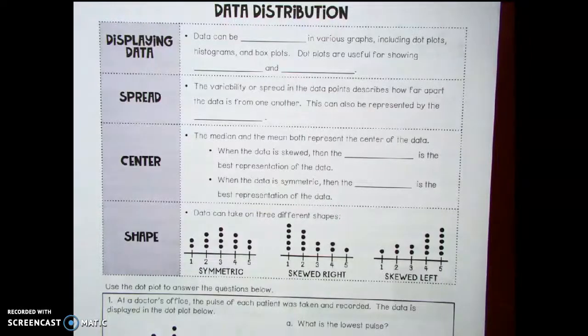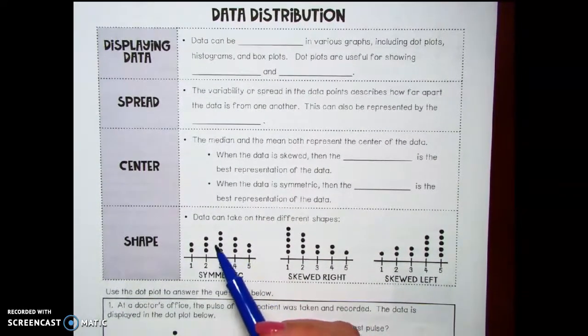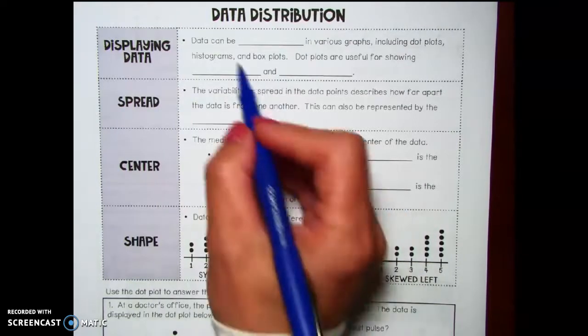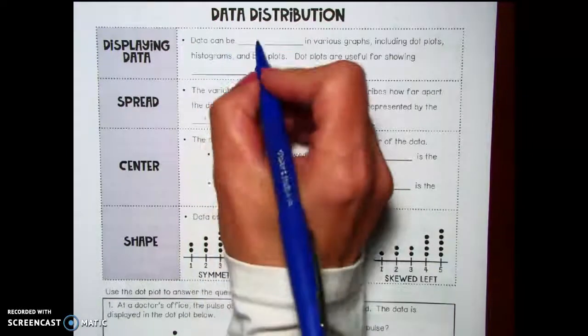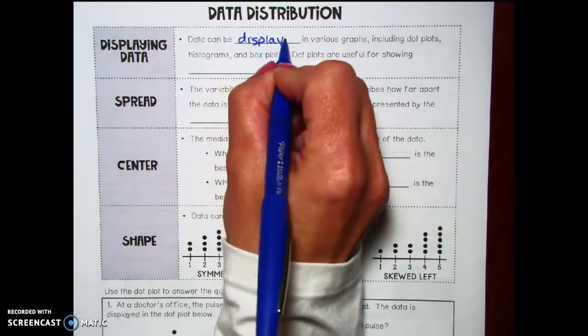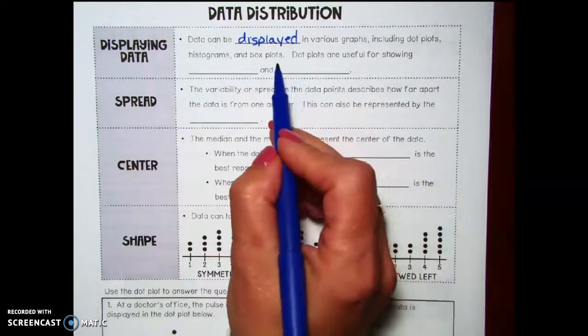Today, we are learning about data distribution, building off of what we learned the other day with statistical questions and frequency tables. So today we are going to learn about reading our graphs and charts. So, displaying data. Data can be displayed in various groups, including dot plots, histograms, and box plots.